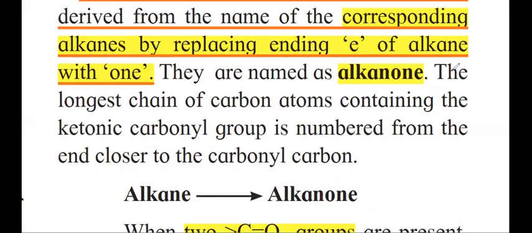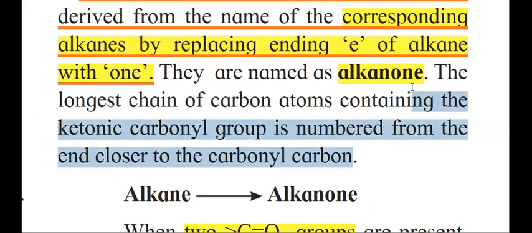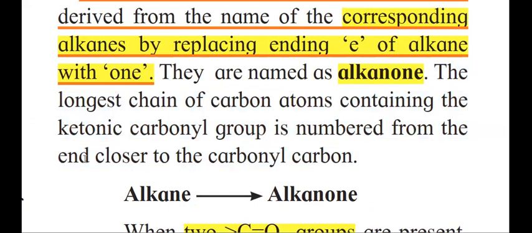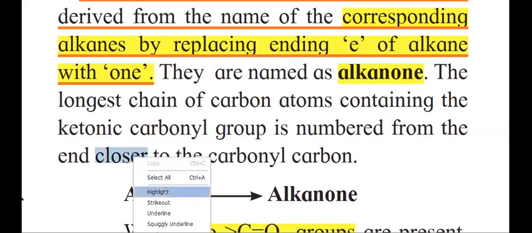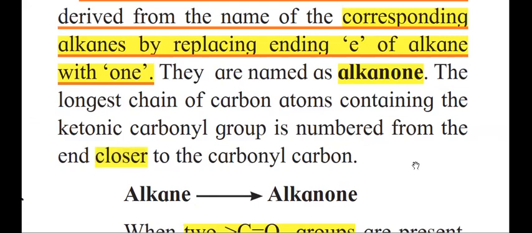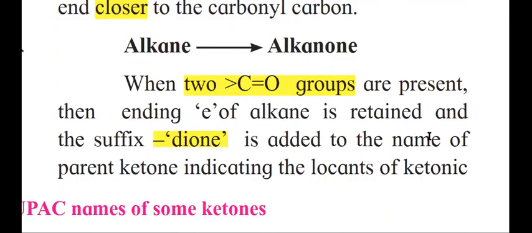Now, the longest chain of carbon atoms containing the ketonic carbonyl group is numbered from the end closer to the carbonyl group. Okay, if the R group has the longest carbon chain, then numbering is done from the end where the carbonyl group is closer. The carbonyl group should be closer. Let's see in examples.